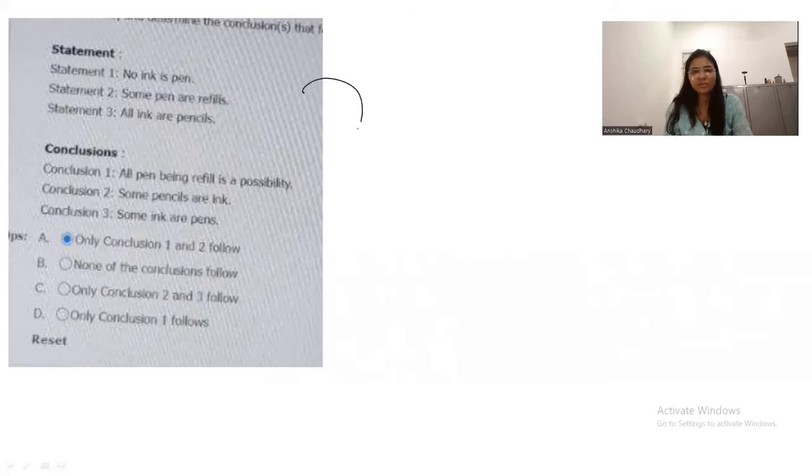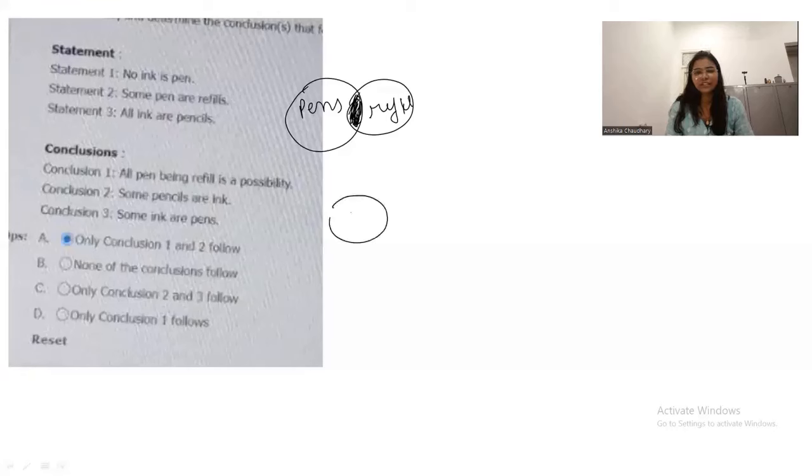Some pens are refills. Suppose these are pens and some pens are refills. So we can make the diagram like this. Like these pens are refill also, the highlighted one. Now statement third is all inks are pencils. So let me make here, like this is ink and all the inks are pencils too. So we can make it like this. Now come on to statement one.